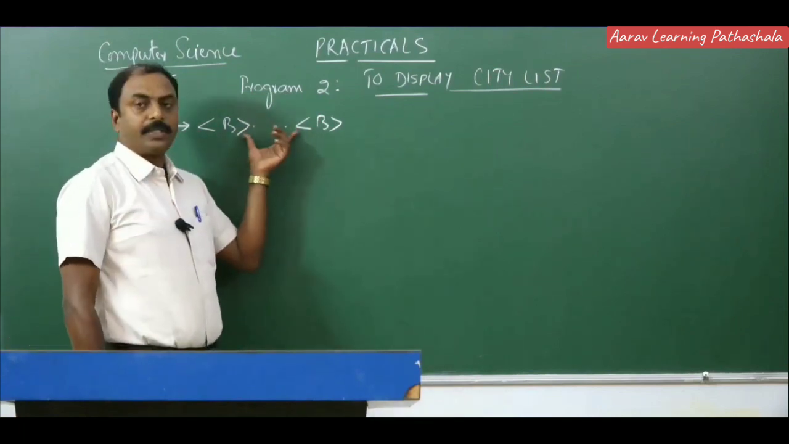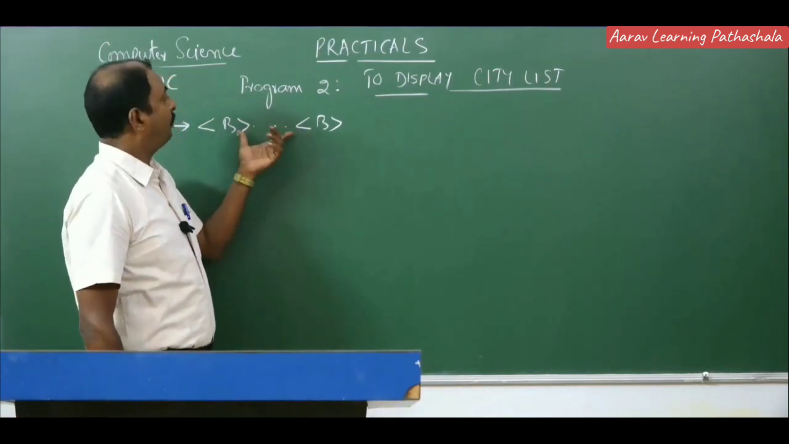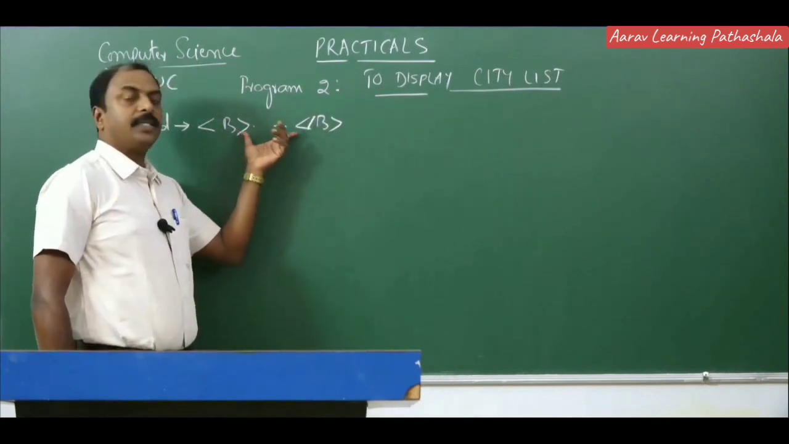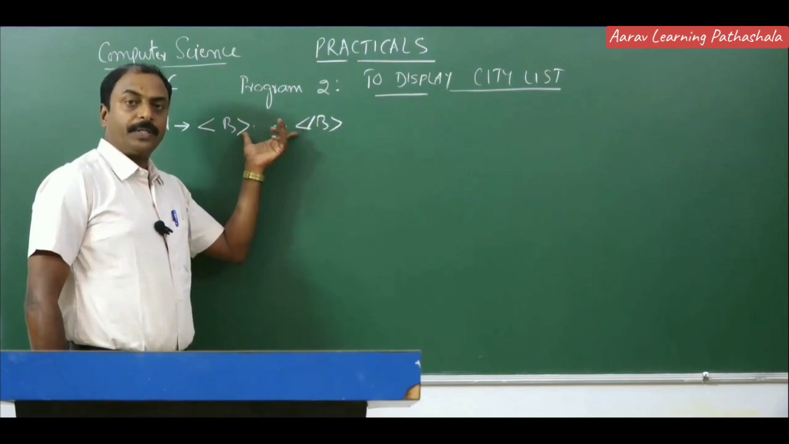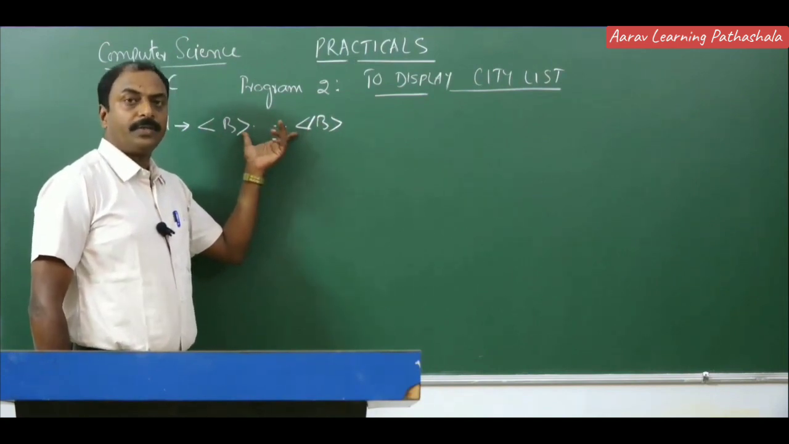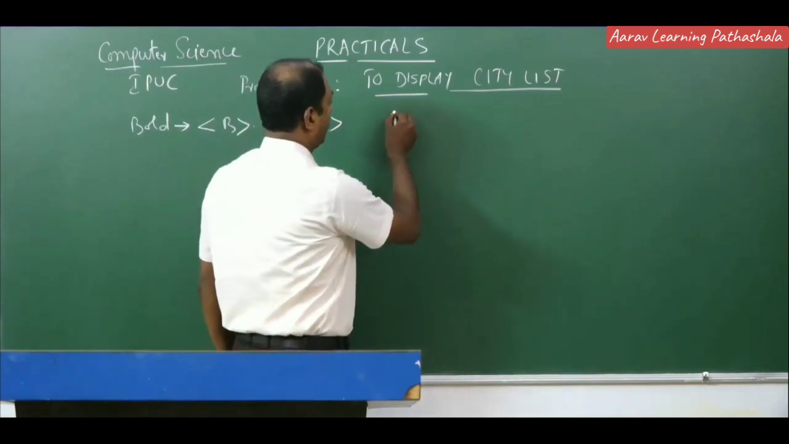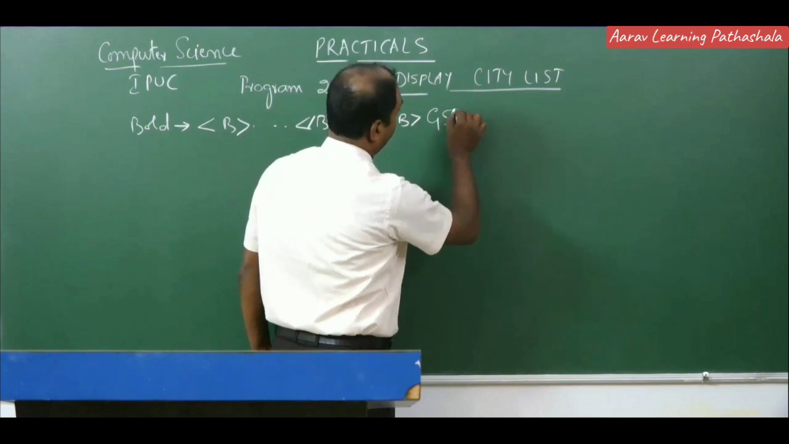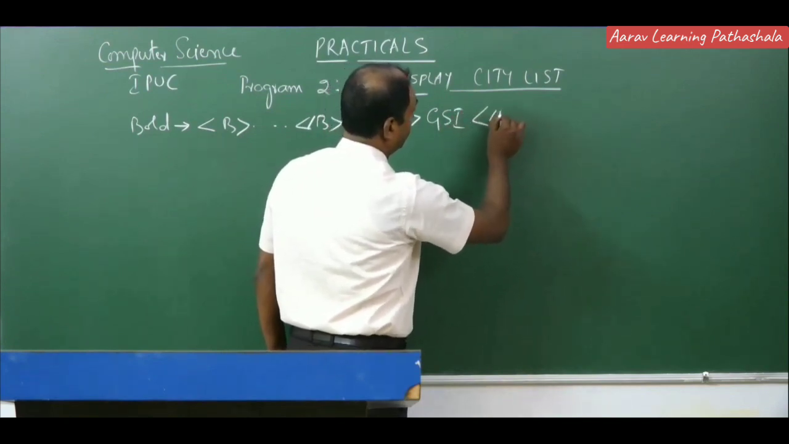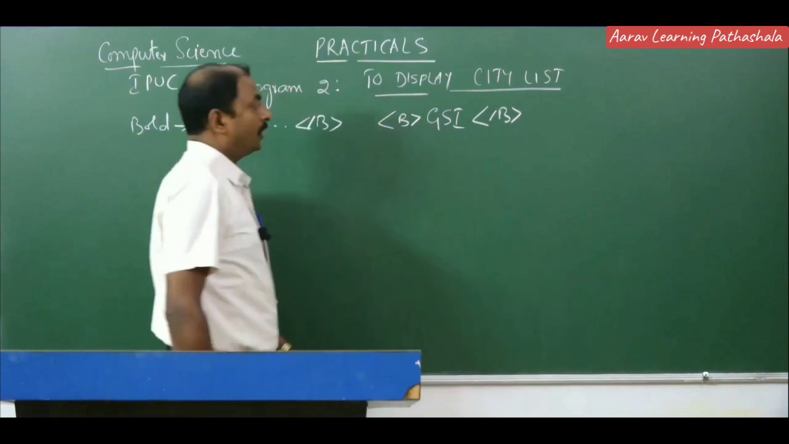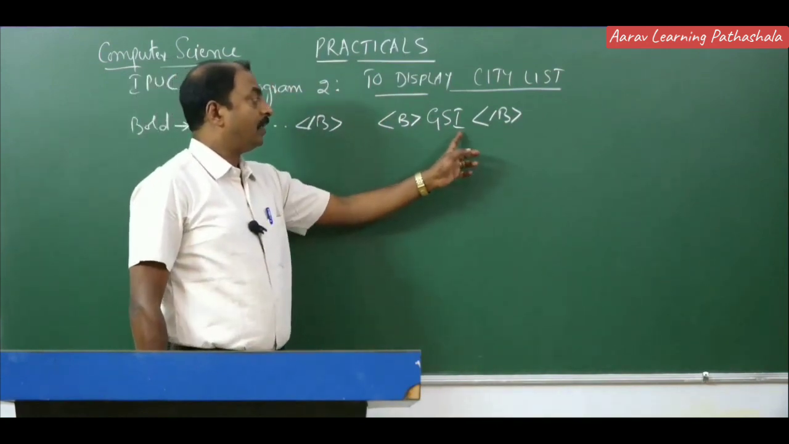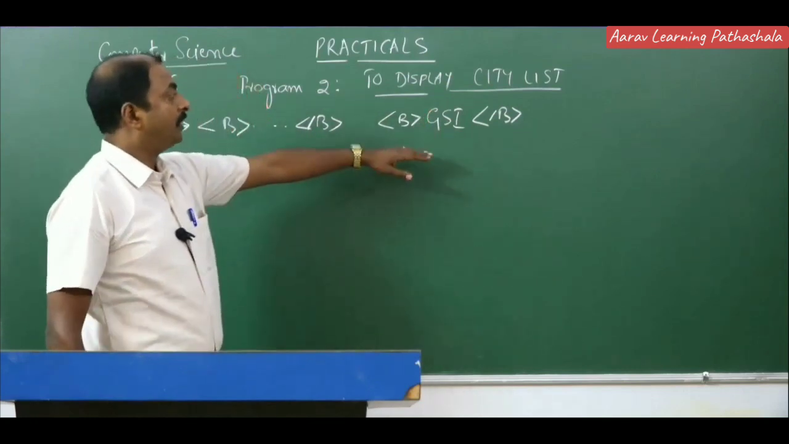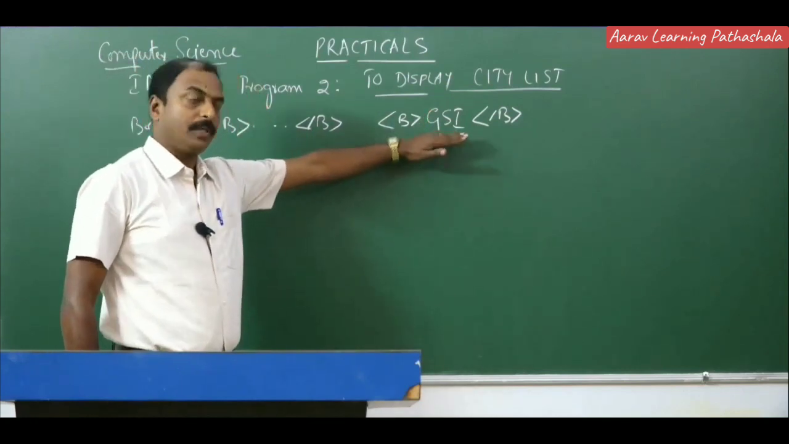Any information written inside this pair of B tag, anything written inside this bold tag, will appear bold in the web browser window. For example, you can write B, close this tag. If I write here GSI and I am closing this with bold tag, the content GSI will appear bold in the web browser window. So this is to display content in bold.